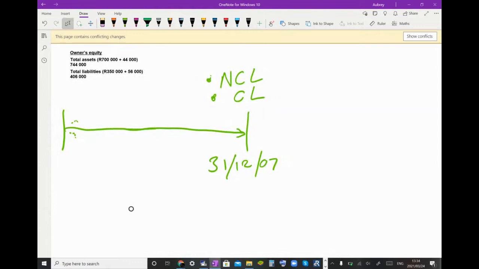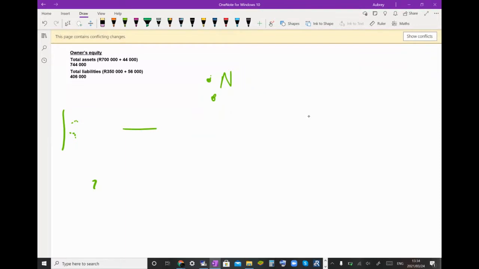Okay. All right, so let me just redo this because a certain section on my screen does not want to behave. Okay, so let's do this here.